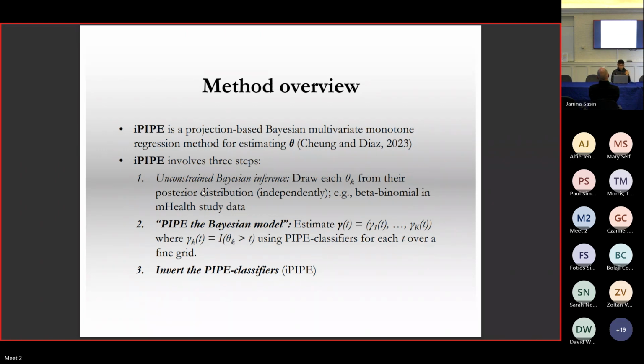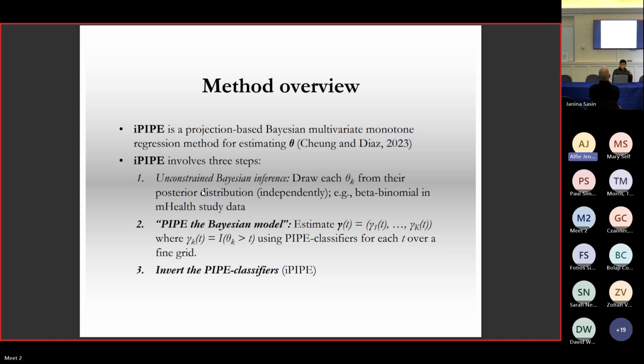First, again, fit the unconstrained model. For example, in the mHealth study, we tried different combinations of push notifications, right? For each combination, we can simply fit the beta-binomial model with a binomial situation. That's something that we could do. Everyone knows how to do it. And then we do the projection.